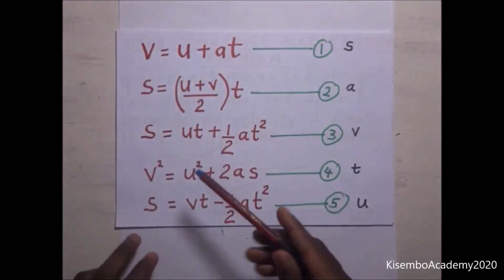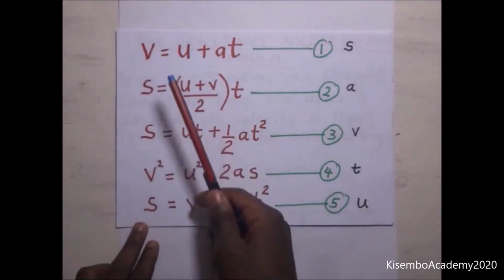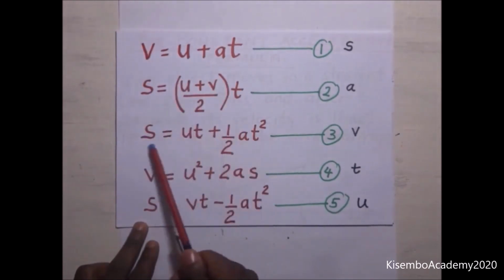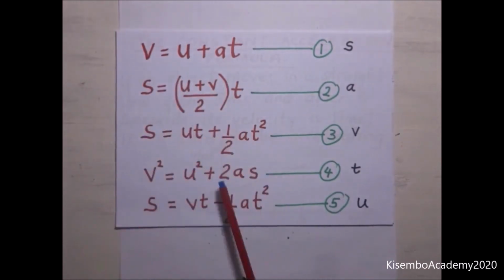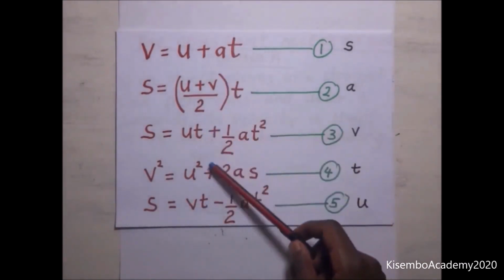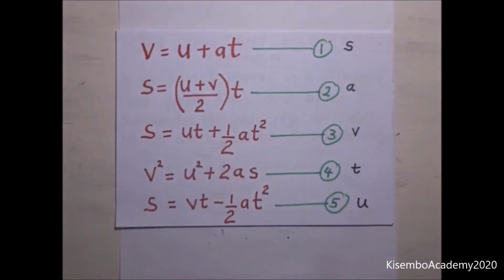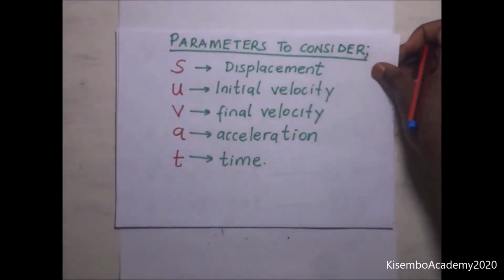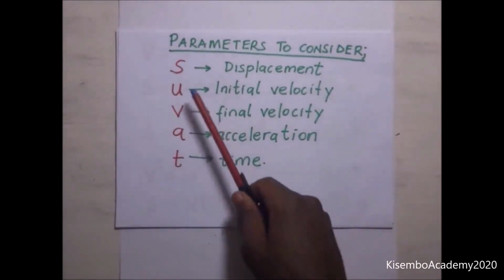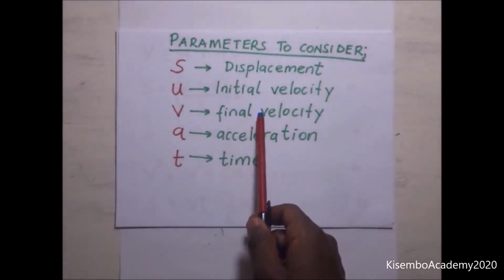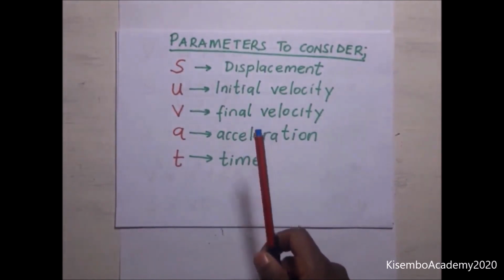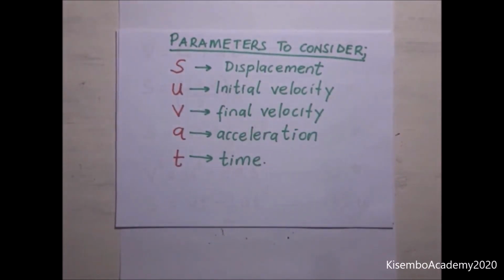We have the first equation of motion, which is V is equal to U plus AT. We have this one, we have that one. For displacement, we have this one, V squared is equal to U squared plus 2AS, and then finally that one. But in all these 5 equations, you notice that in each and every equation, there is a certain parameter that is missing. If you look at these parameters that we considered at the beginning, the displacement, the initial velocity, the final velocity, the acceleration, and the time, if you examine each and every equation, there is one parameter missing.